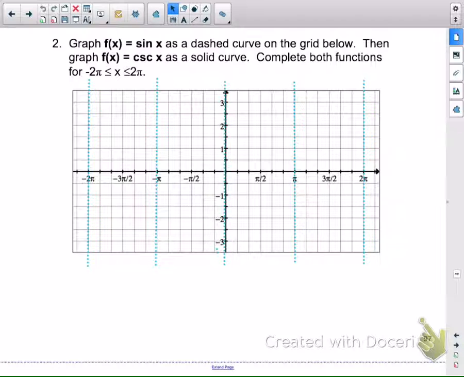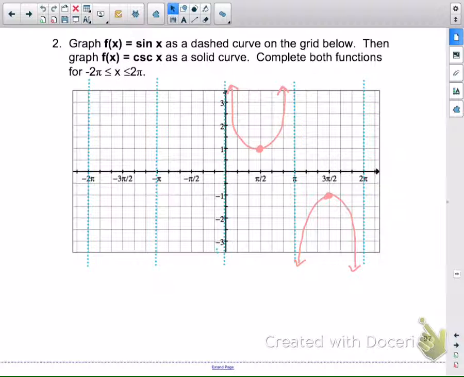What other points from our cosecant table do we have? At pi over 2, what's our y value? 1. At 3 pi over 2, what's our y value? Negative 1. Now, if you want to learn a ton of different values, you can figure out what the rest of the graph looks like. I'm just going to tell you, if that's okay with you. These are U shapes. That one's a U facing upwards because it's positive 1. This one's a U facing downwards because it's negative 1.